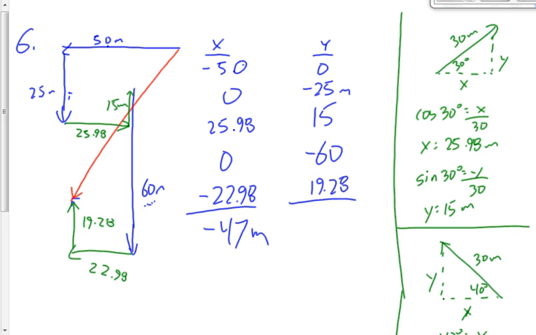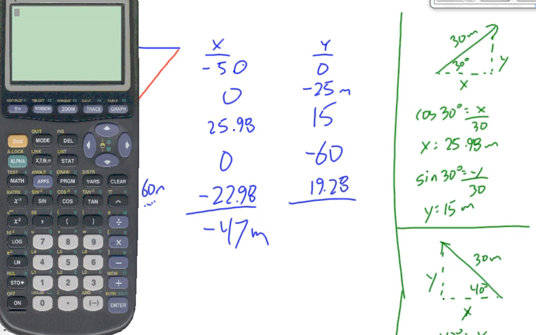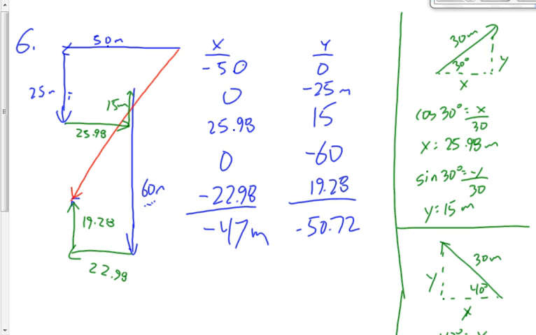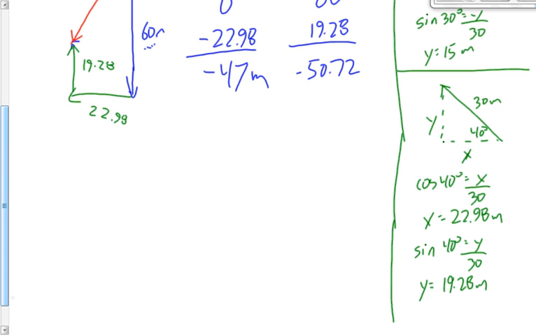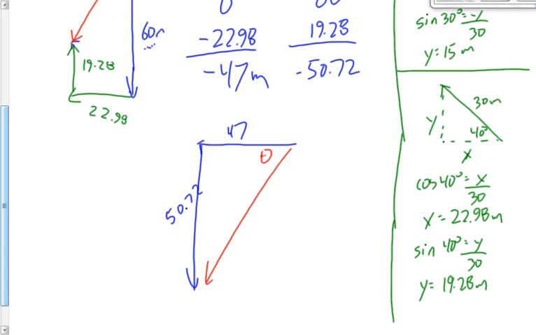Now we do the same thing for the y components. Neg 25 plus 15, subtract 60 plus 19.28. Negative 50.72. So we draw it. And it's going to look like this, right?